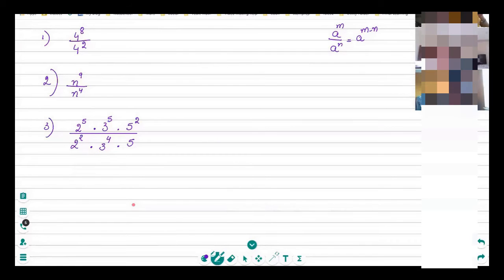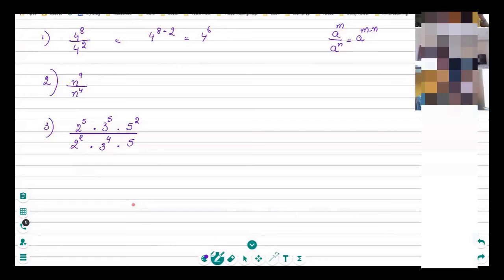Almost. So with the very first one, let me ask Sanjay. Sanjay, what have you done in the first one? It's 4 to the 8 divided by 4 to the 2. Okay. So subtract 8 minus 2. Yes. So I do 4 to the power 8 minus 2 and I get 4 to the power 6. Okay. Ishan, Rikshvit and Sophia, are you all getting 4 to the power 6? Yes.